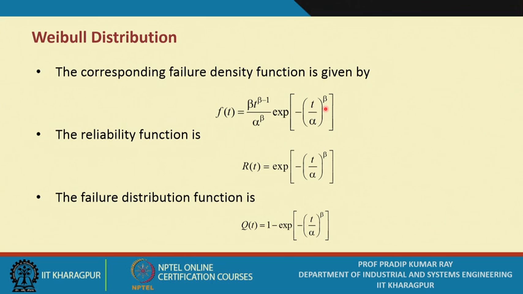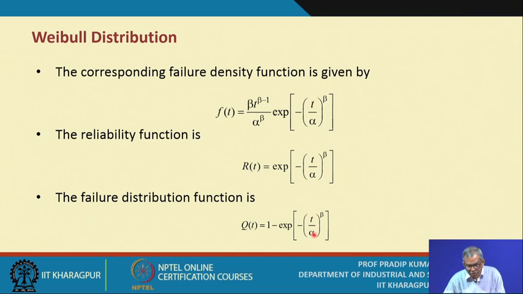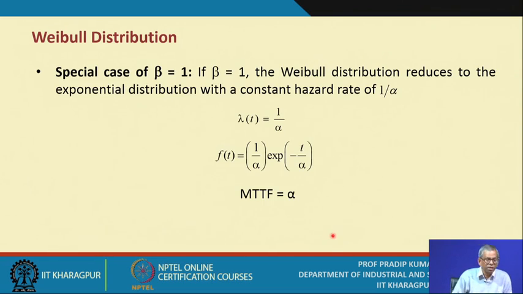So the reliability function is R(t). You follow the same approach and you get an expression that is e to the power minus (t upon alpha) to the power beta. So the failure distribution function is 1 minus R(t), that is 1 minus e to the power minus (t upon alpha) to the power beta. So these are the steps you follow.